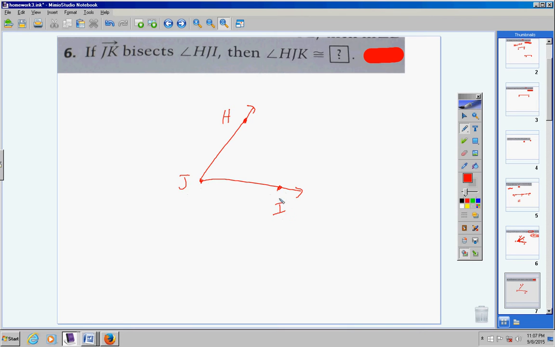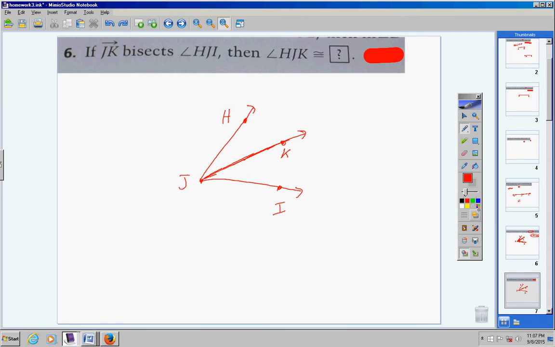HJI. JK bisects it, so I'm going to draw JK, cutting this angle right in half the best that I can, okay? Alright, now, so here's my big angle, HJI, the big angle being bisected by JK here. Now, if JK is bisecting this big angle, that means it's cutting it in half.